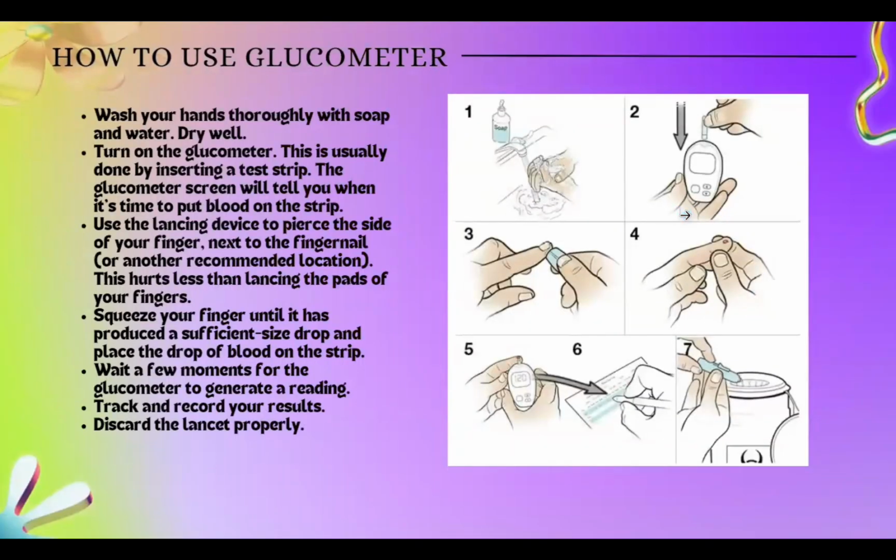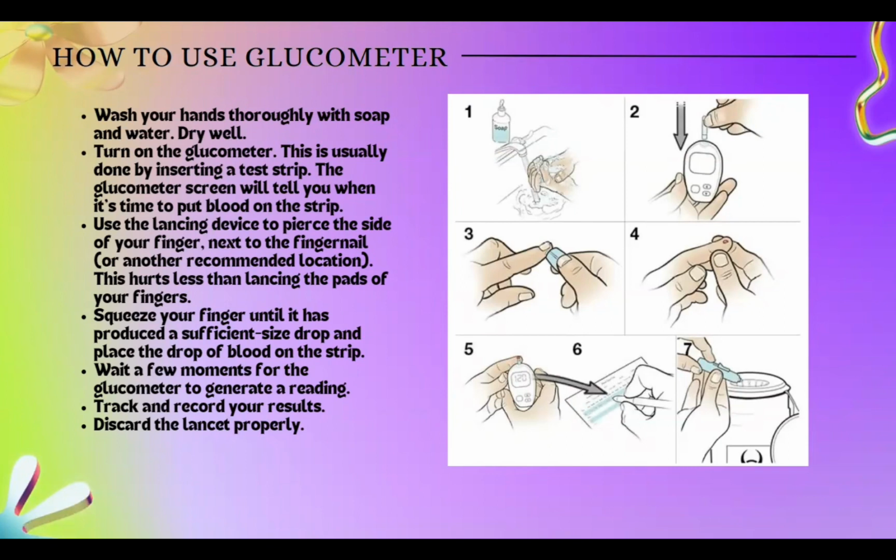And then how to use a glucometer. Wash your hands thoroughly with soap and water and then dry them well. Turn on the glucometer. This is usually done by inserting a test strip. The glucometer screen will tell you when it's time to put blood on the strip.